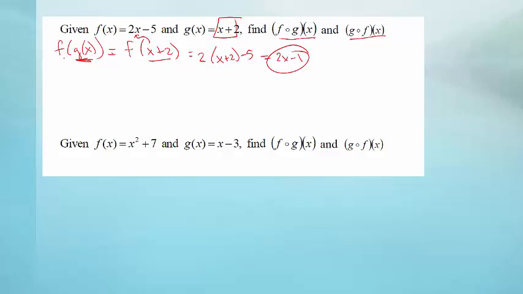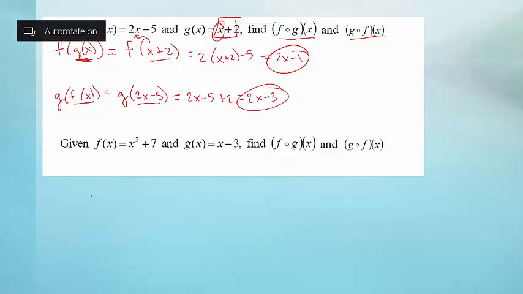So now I'm going to do the g of f of x. So we're going to write g of f of x. We're going to swap out f of x for its formula, which is 2x minus 5. And then we're going to take this right here, and we're going to plug it in for x into the g formula. So I'll have x, which is now 2x minus 5, plus 2, and I'll get 2x minus 3.